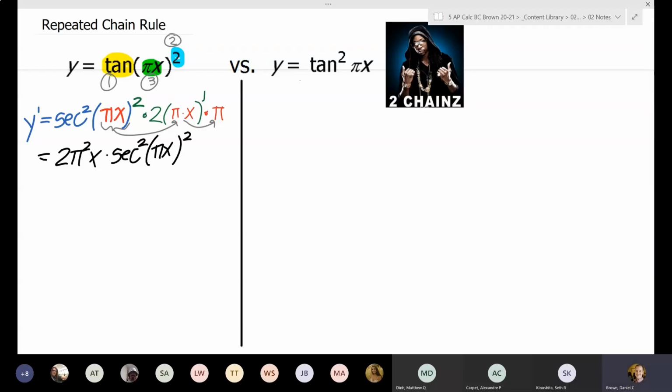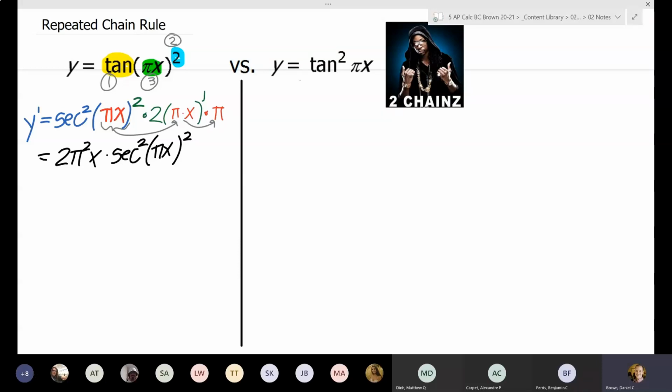Wait, how do you get the steps 1, 2, 3? You just have to think, I guess, about order of operations. You want to think about what's on the outside and then work your way to the inside. It might help if I rewrote that first one.